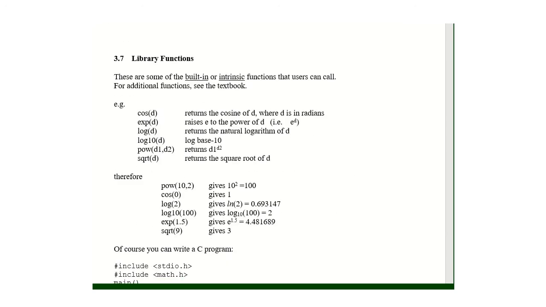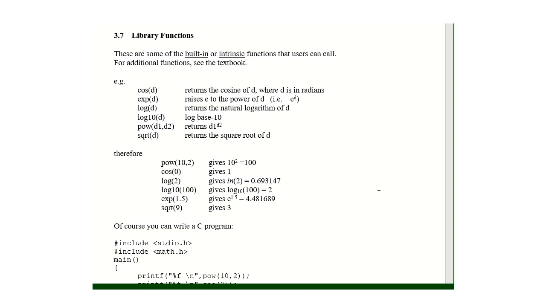Final one, the final section, 3.7 library functions. Within the C compiler, we have the so-called built-in or intrinsic functions that the users can call at any time. These are just some of the functions. For additional functions, see the textbook or you can Google the internet for C library functions.